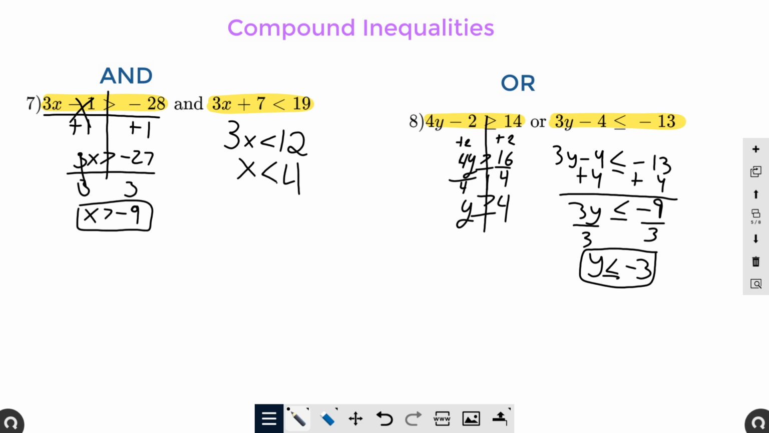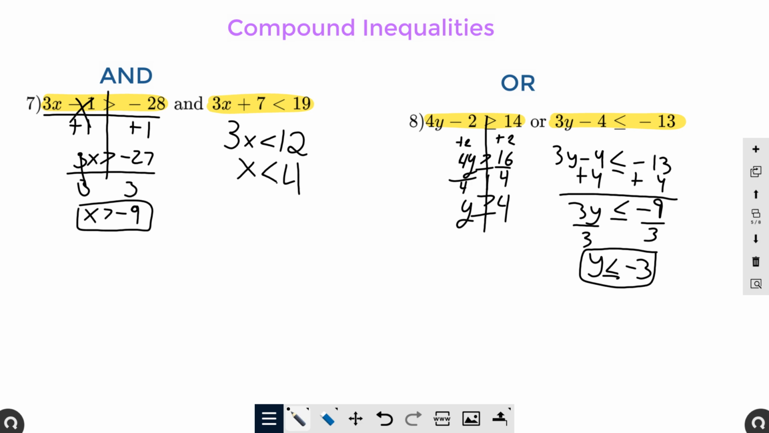Let's make sure we all got the same answers real quick. If there's something that you missed, please let me know. But on our first one here, x is greater than negative 9. Did everybody get that? Okay. Did we flip the sign on this one? Nope, because we just divided by 3, not negative 3.